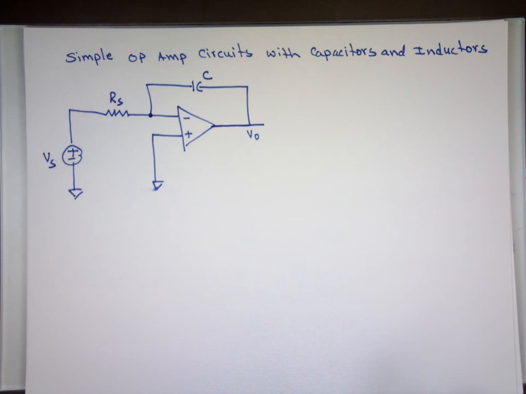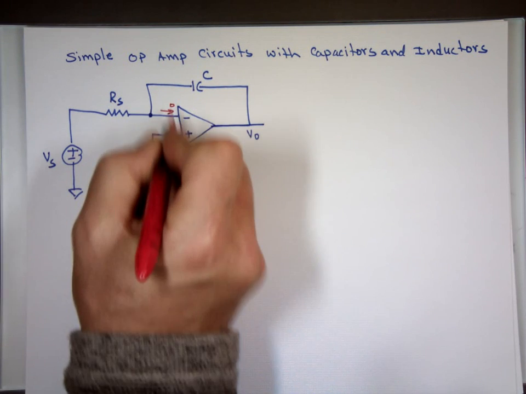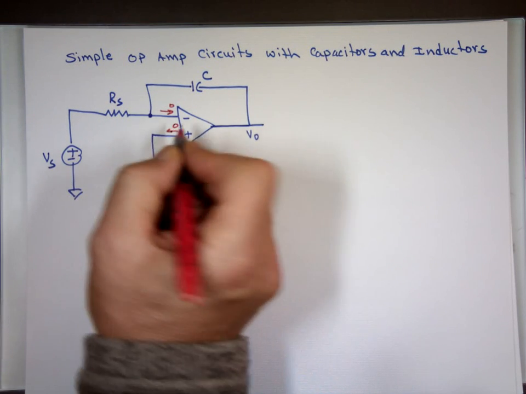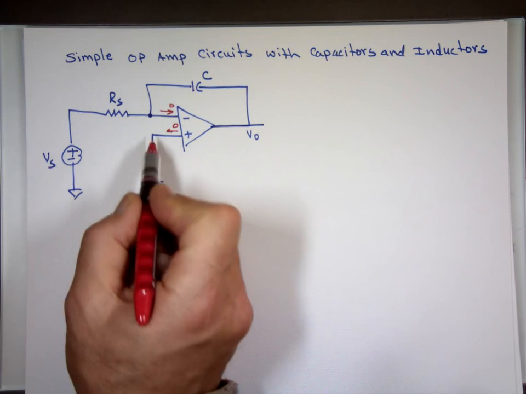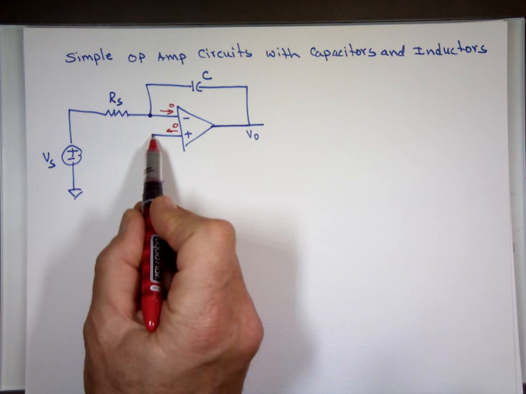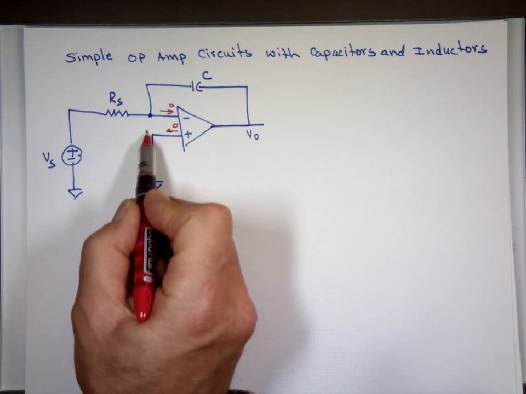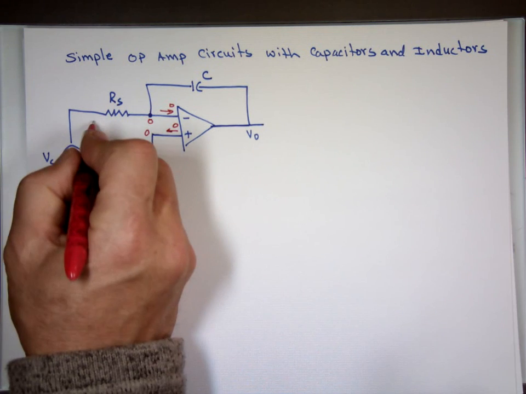Going back to the op-amp, the assumption we made is what? No current enters or leaves that node, right? So the current going in here is 0, and the current coming out of this is 0. That's the first assumption. The other assumption is that the voltage of the plus end and the minus end are the same. What's the voltage right here? 0. So what's that voltage? 0.